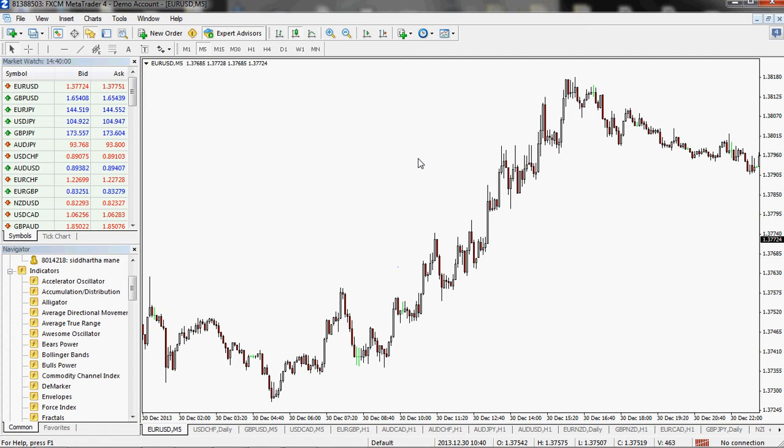Since it is targeting only a few pips, this technique is normally used on lower time frame charts like 5 minutes or 15 minutes. Actually, there is a lot of argument between traders about whether scalping is really helpful or not. But I don't want to go into those details.